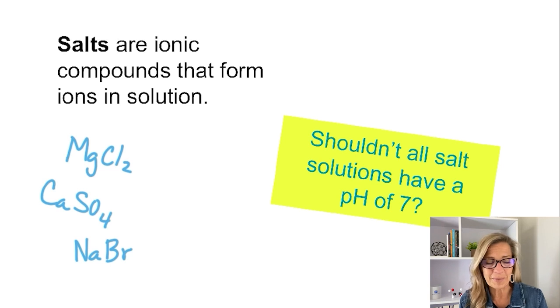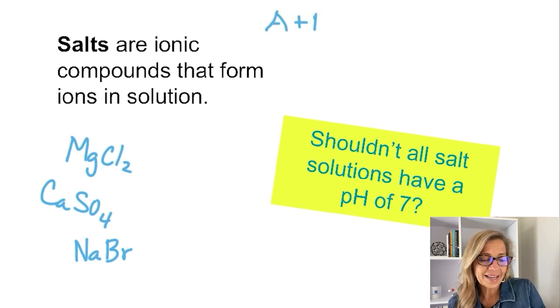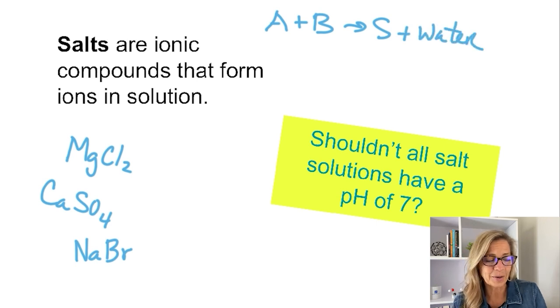And I hope you have a new appreciation for a salt after we've been talking about acids and bases. Now, remember where salts come from. If you take an acid and a base and you do neutralization, you will get a salt and water. Okay, so here are some examples of what I mean by salts: magnesium chloride, calcium sulfate. Basically, they're just ionic compounds.